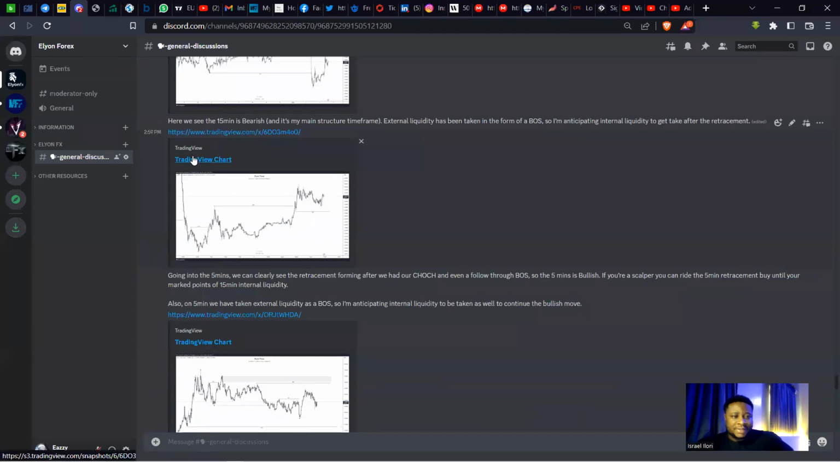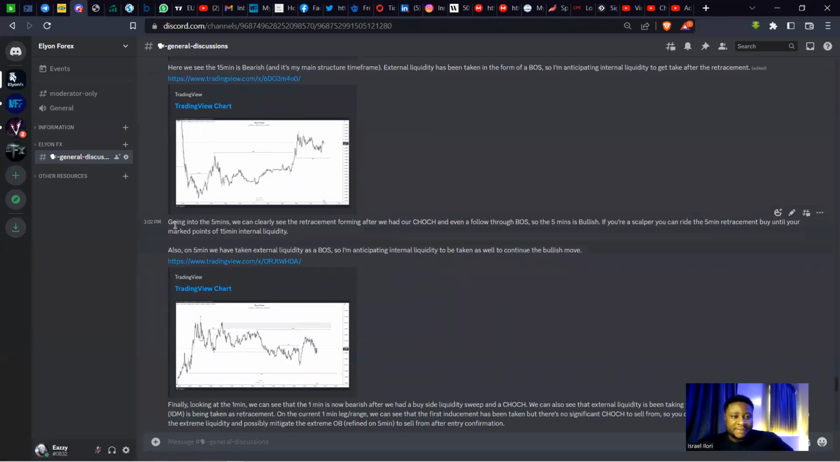So on the Discord, you can see on the 5 minutes, I said going into the 5 minutes, we can clearly see the retracement forming after we had our change of character and even a follow-through break of structure. So the 5 minutes is bullish, and if you are a scalper, you can ride the 5-minute retracement buy until your marked point of 15 minutes internal liquidity is taken. Also on the 5 minutes, we have taken out external liquidity as a break of structure, just like I explained earlier. So I'm anticipating internal liquidity to be taken as well to continue the bullish 5 minutes move.